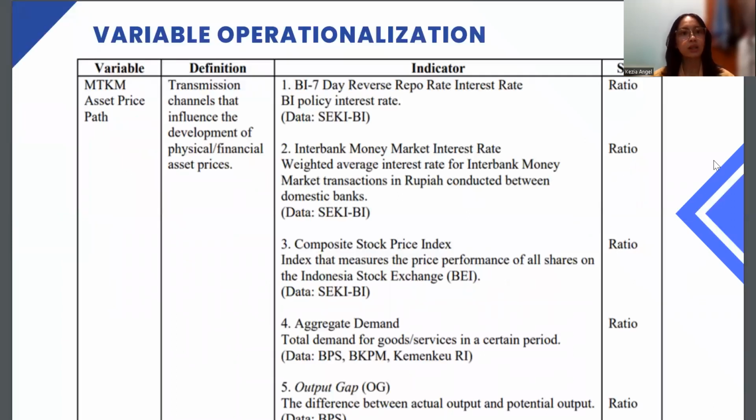The next one, we got variable operationalization. First variable that I used is, of course, the transmission mechanism of monetary policy with asset price path. So the definition of it is transmission channels that influence the development of physical and financial asset prices. The indicators are, first, BI 7 days reverse repo rate interest rate. It's a BI policy interest rate. I got it from SEKI BI. And the scale of it is ratio.